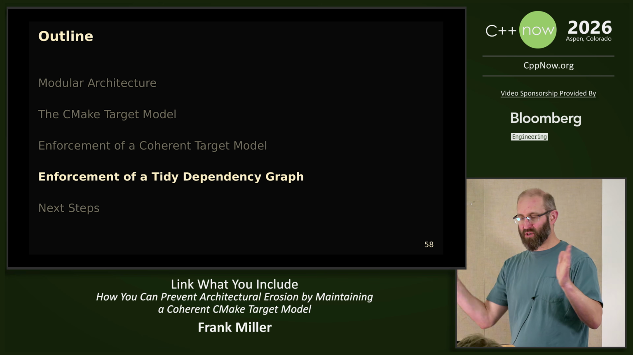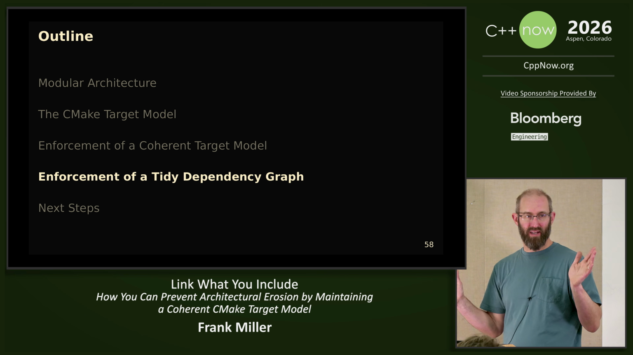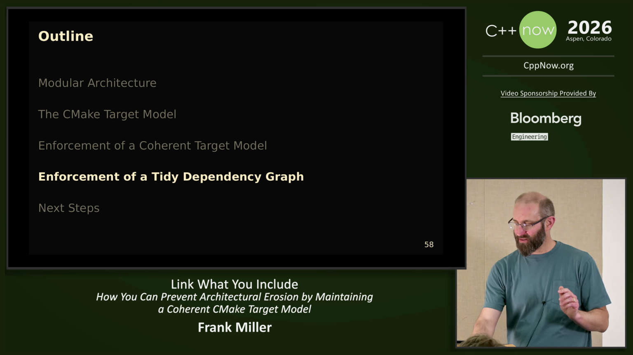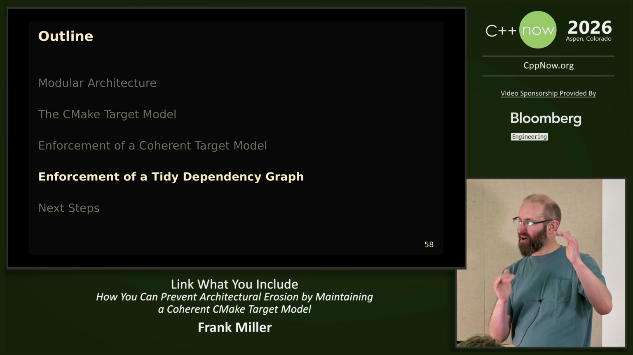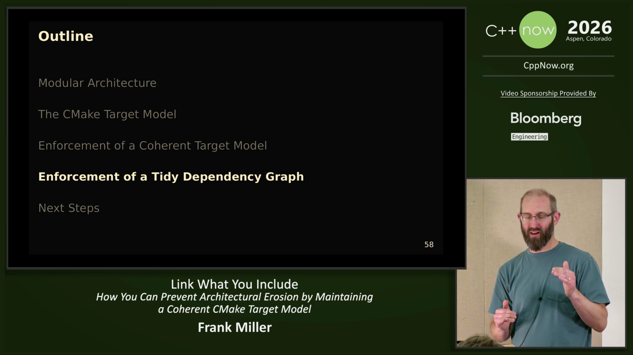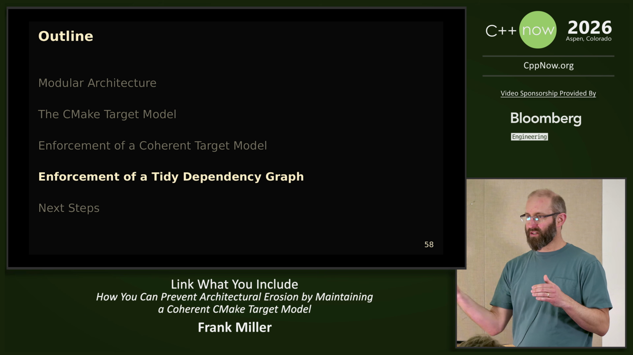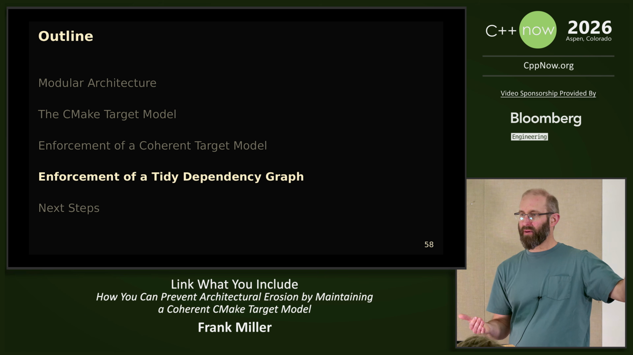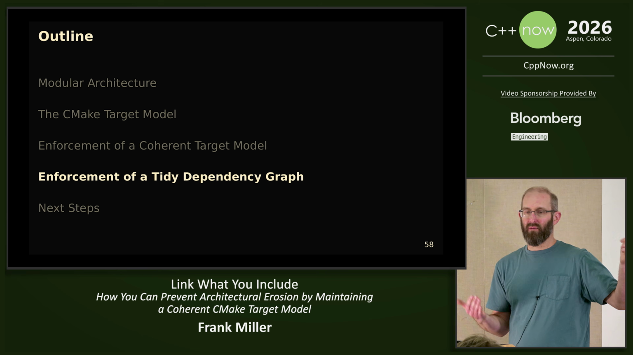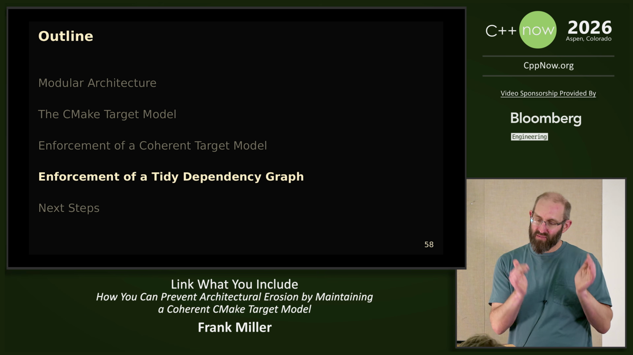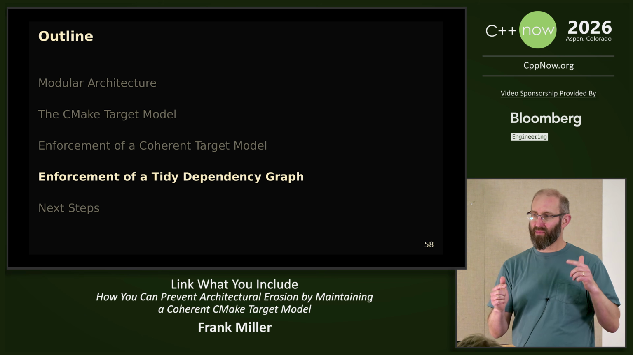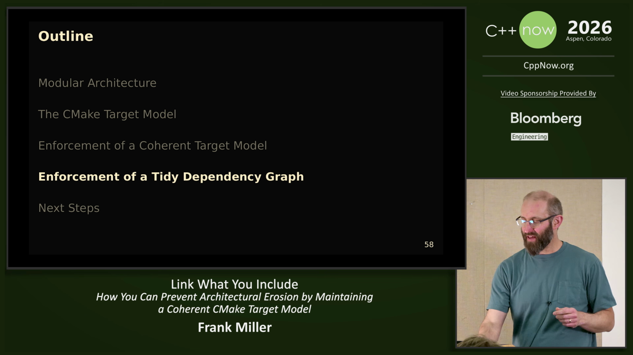So this enforcement of a coherent target model is nice. Those things I just mentioned were good, right? But it doesn't really address the big architecture problem I was spelling out at the beginning. Because link what you include could say, oh, you accidentally started depending on this thing, and then okay, fine, I'll just add it to the CMake. That's fine, right? It gives you the opportunity to think more about the dependencies. But I think we could do better, right?